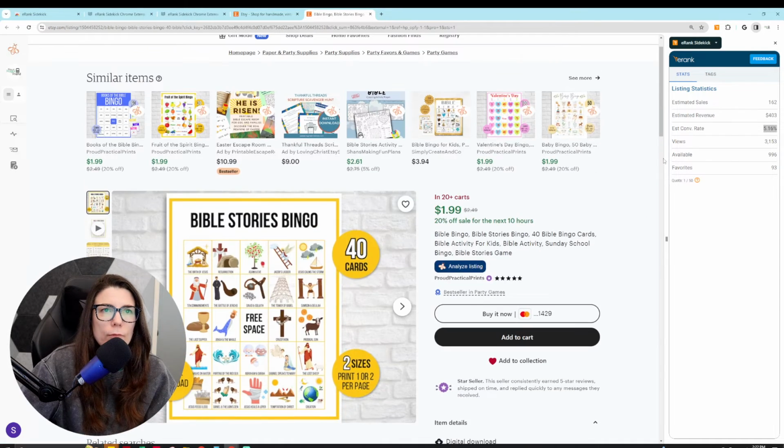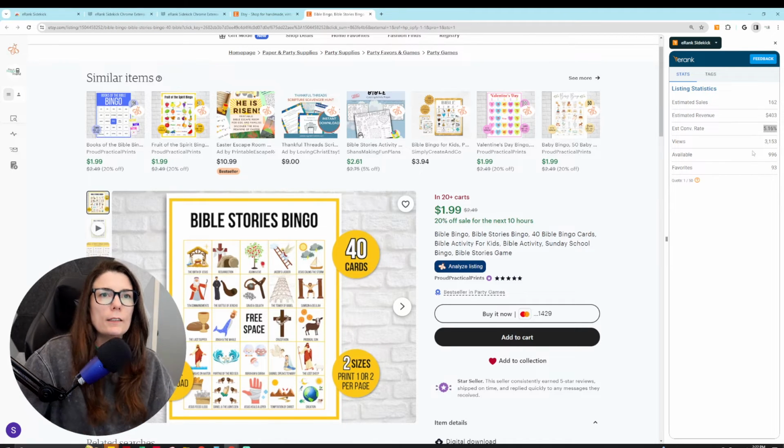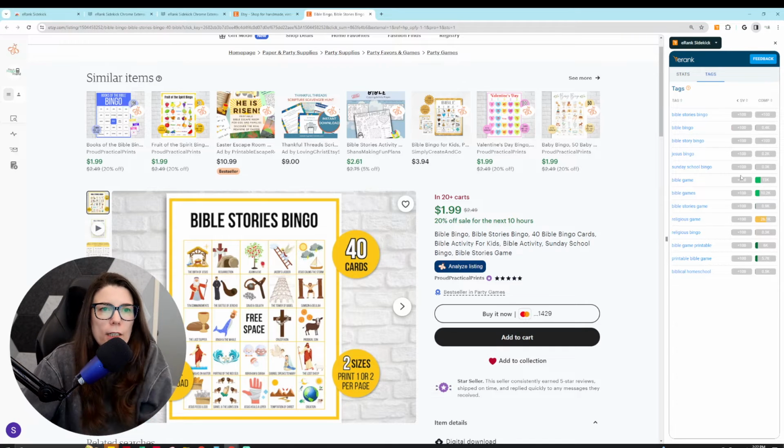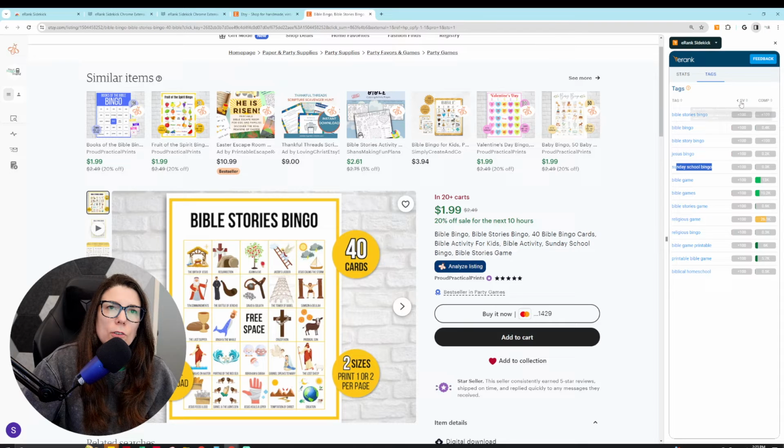So then this little Sidekick data set gives you the number of views. The number available, for digital products, you can put 999. So it looks like they've either changed it or they've renewed it and just put it back at 999. So then the tags, you could see here, this is what Erank's data looks like for the tags. They have Bible Stories Bingo, Bible Bingo, Bible Story Bingo, Jesus Bingo. And so it's interesting because the search volume on these average monthly searches is not the highest. So they're really going niche with this product. And that's fascinating. And they have the competition. They're using really good low competition keywords, which is great.